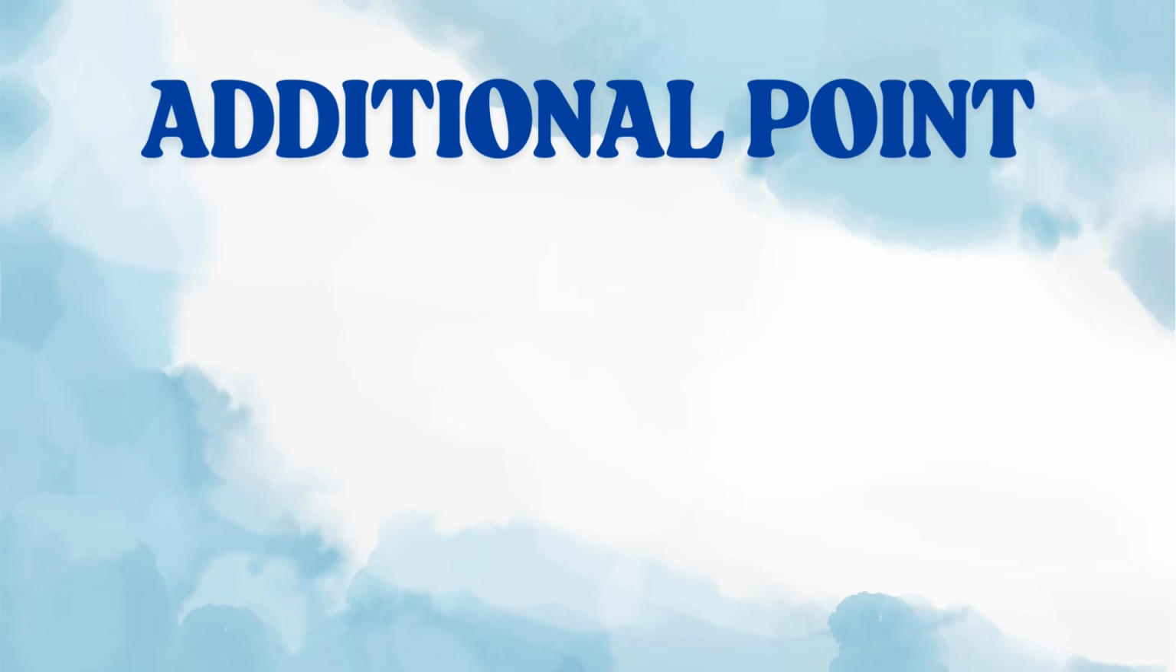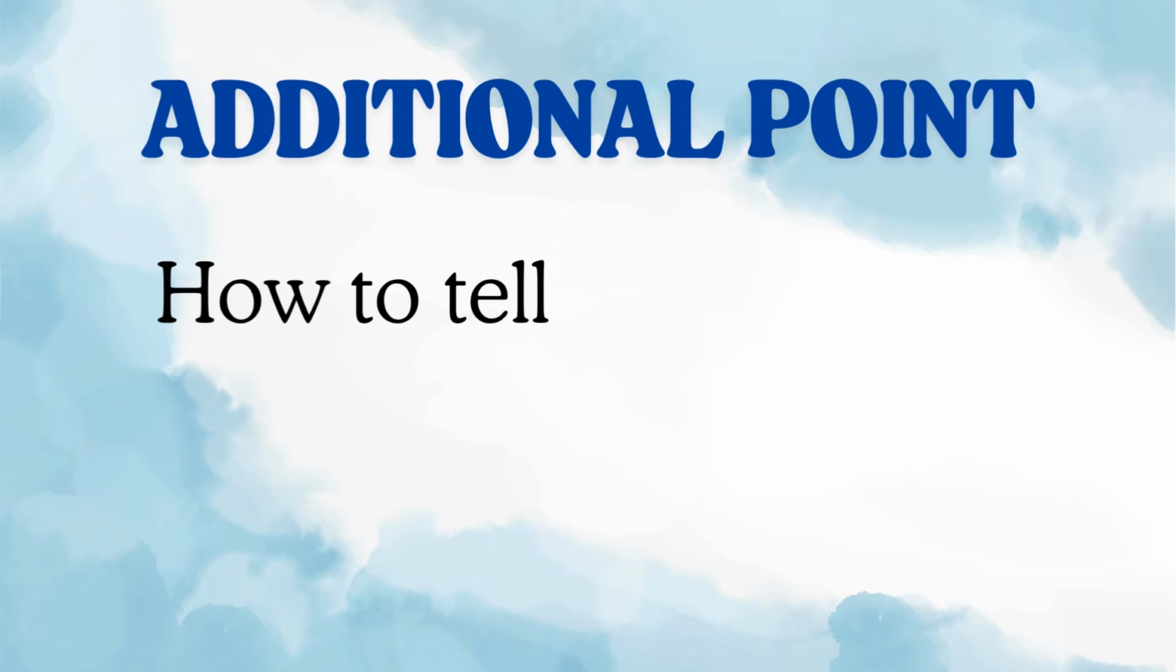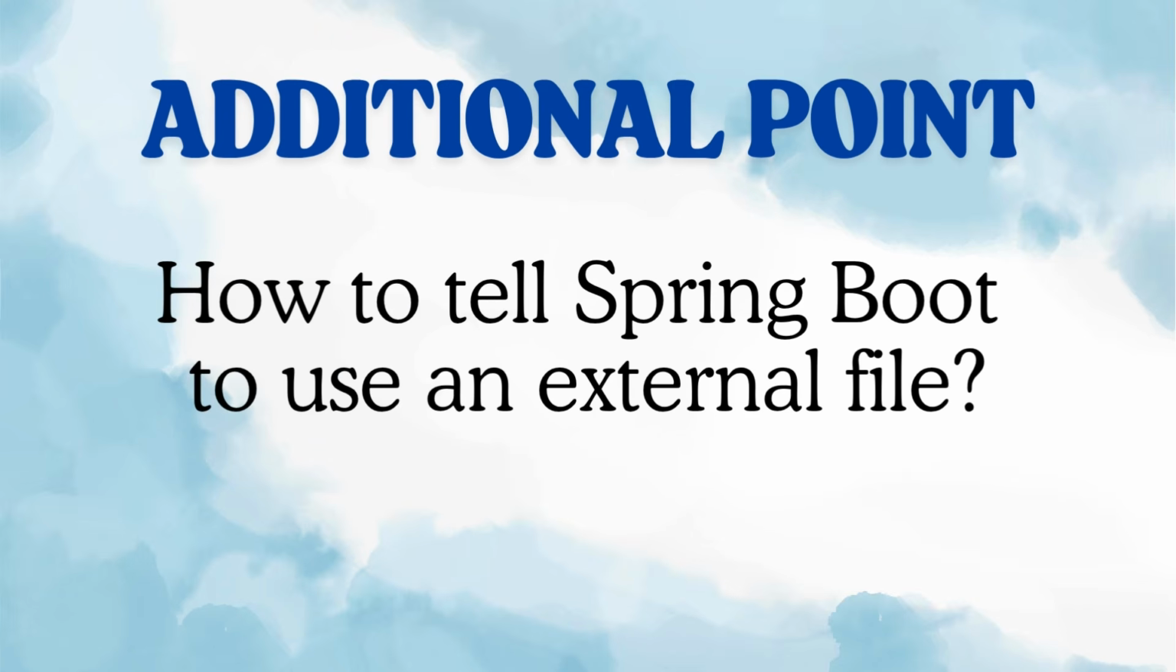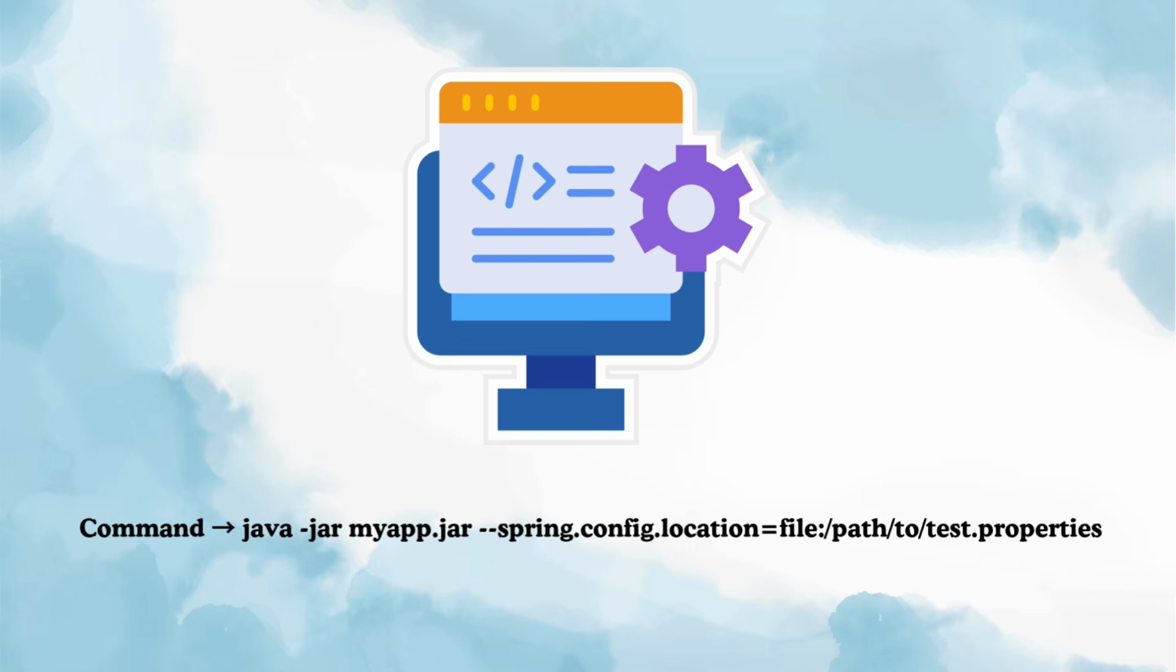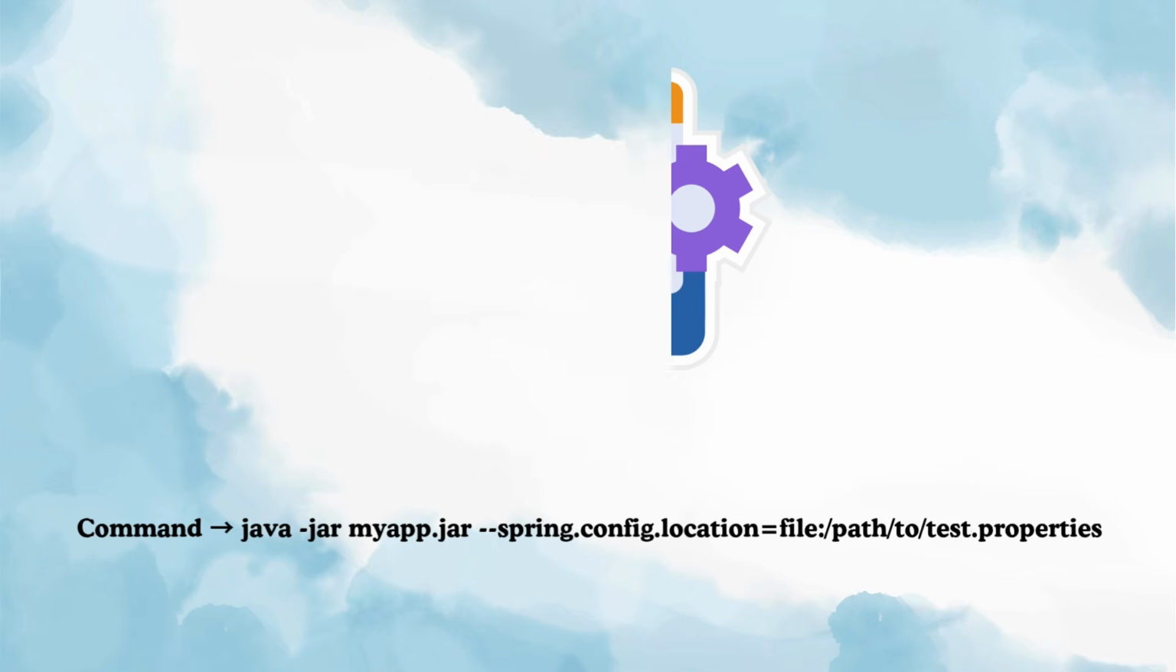Now, one more additional point here: how do we actually tell Spring Boot to read this external property file instead of the one inside the jar? So it's very simple. When we run the application, we just pass the path of the external file using a command line argument, something like this. That's how we make our application behave differently for each environment without changing any code, because we passed this location as a command line argument and didn't actually change the code of the application. So I hope this first approach is clear to you.